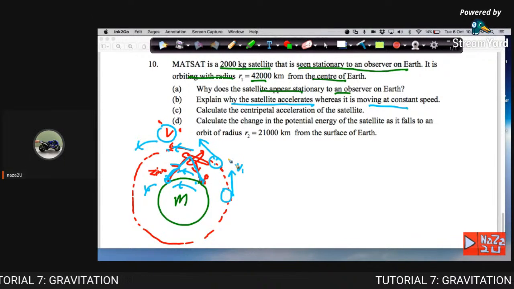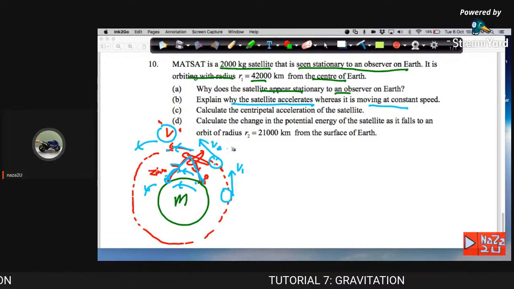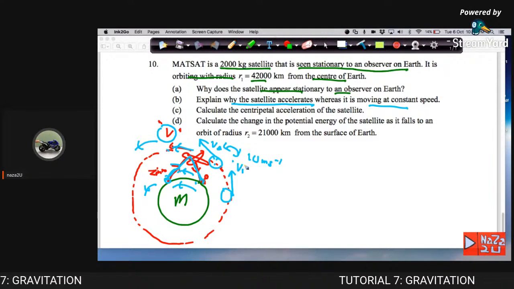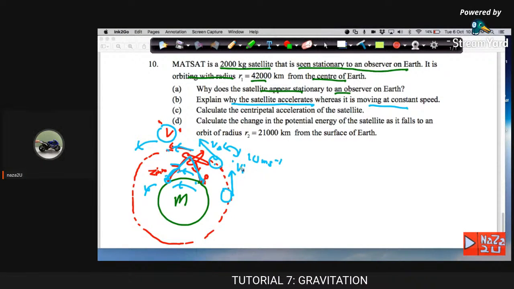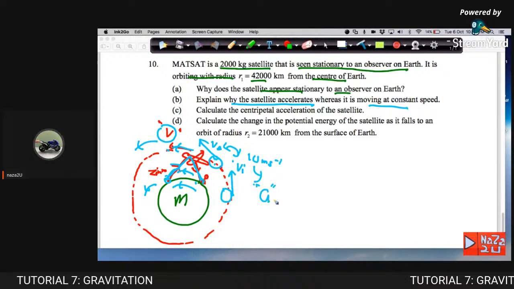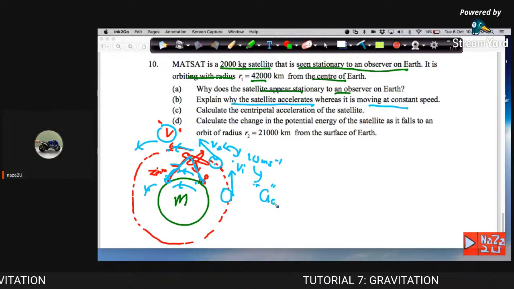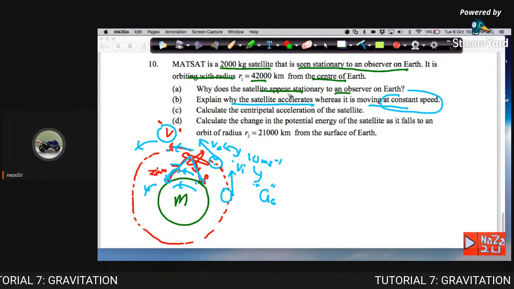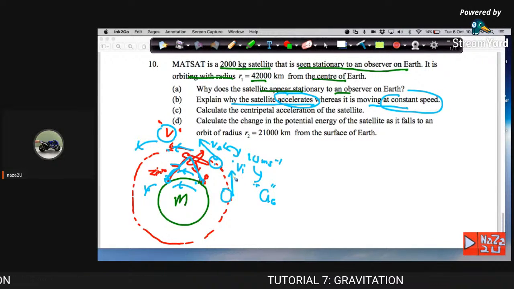Say this is V1 and this is V2. Dia constant tak berubah, katalah 10 meter per second. Tetap tidak berubah. Tetapi direction of the satellite itu berubah. So dia akan menghasilkan acceleration, ataupun dipanggil sebagai centripetal acceleration. This is the answer for number B. Ya, dia constant tetapi dia accelerate kerana change of direction.